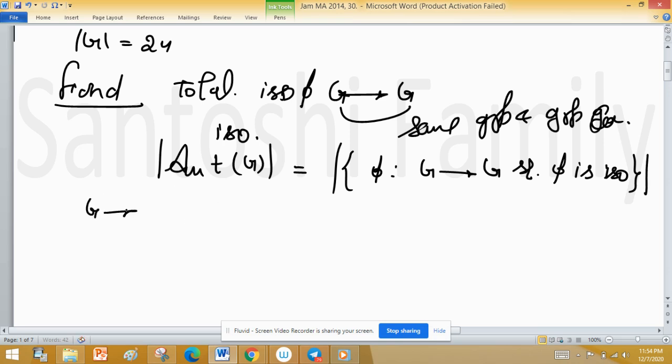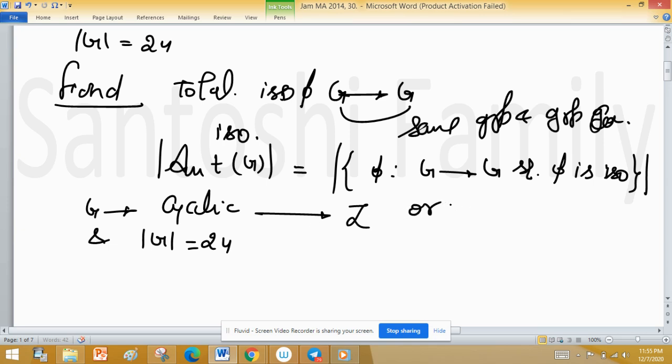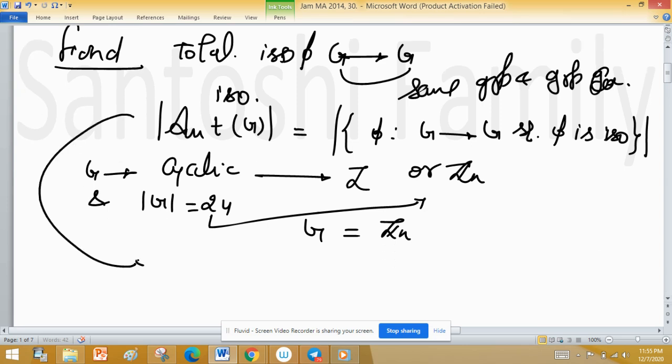G is cyclic and its order is 24. Because G is cyclic, G is isomorphic to Z or Zn, integers modulo n. Because of orders, G is equivalent to Zn. It means we have to find the cardinality of such automorphisms of Zn.